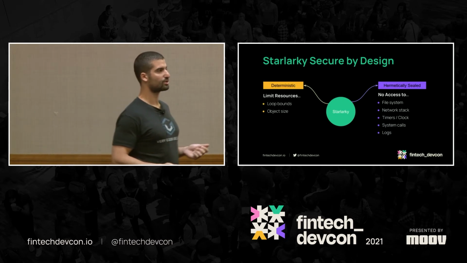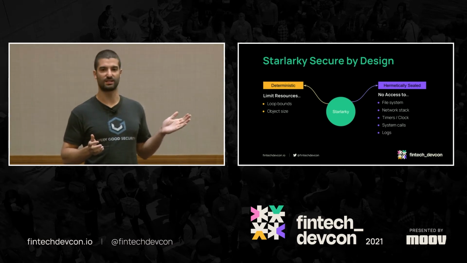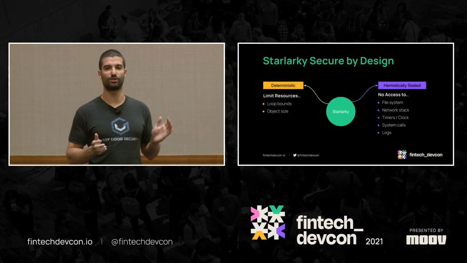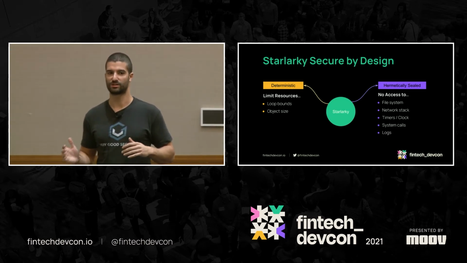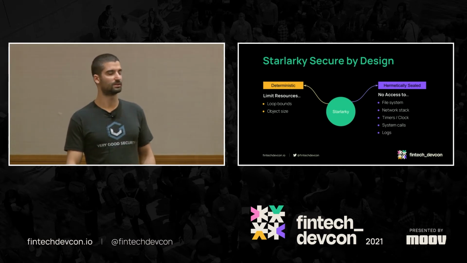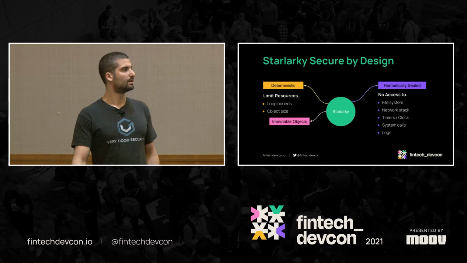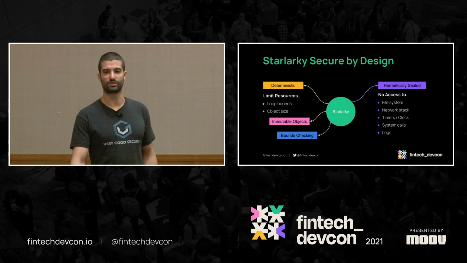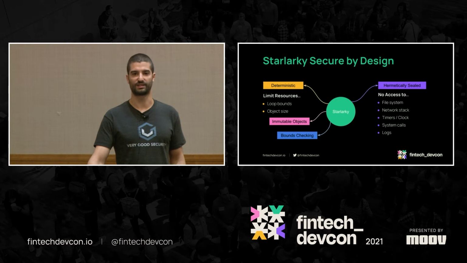So it limits resource usage by bounding object sizes and forcing loop bounds to be deterministic, which means no infinite loops, no loops based on conditionals that are input dependent. Shared objects in Starlarky are immutable, which provides for secure thread-safe execution. And finally, Starlarky has bounds checking, just like Python, which mitigates most buffer overflow-like attacks.